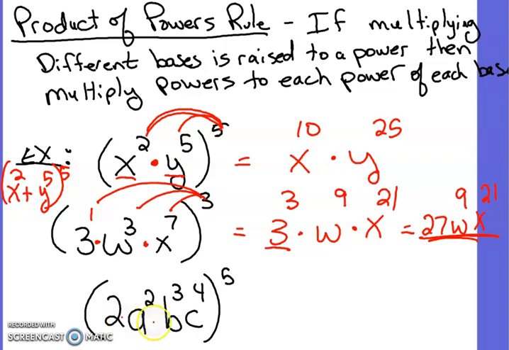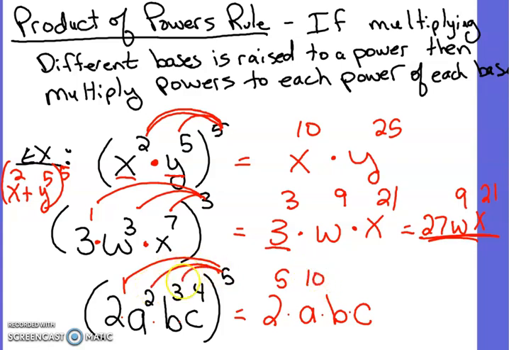Again, the base does not change. Look at all the bases. I have a base of a 2, I have a base of an A, a base of a B, and a base of a C. And everything has an exponent, so you just multiply each of those. That's to the 5th power, 10th, 15th, 20th. And again, the only thing I would suggest is simplifying 2 to the 5th, which is 32. And that's the product of powers rule.